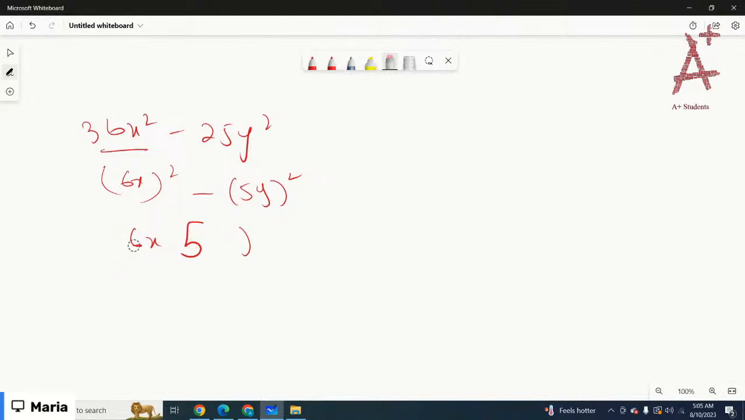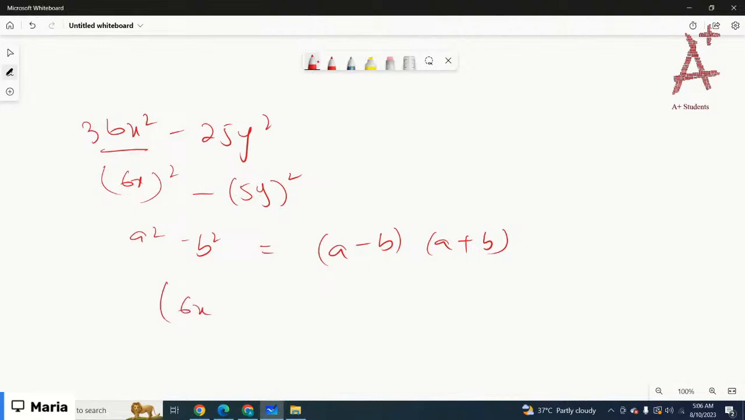Whenever you have something in the form a square minus b square, you can write it as a minus b and a plus b. So you can see this is the square of 6x and minus 5y square. So you can rewrite it as 6x minus 5y and 6x plus 5y, right? So the correct answer is 6x minus 5y and 6x plus 5y, right?